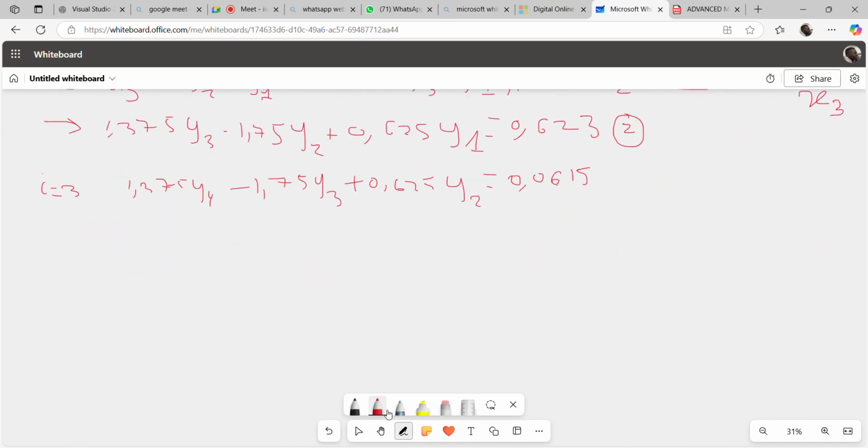Now, what you'll have here, you'll have this guy here. This 1.375 here, let me put it at the corner. This 1.375, you will multiply it by 6. Remember, y4 is 6. So what do you get?